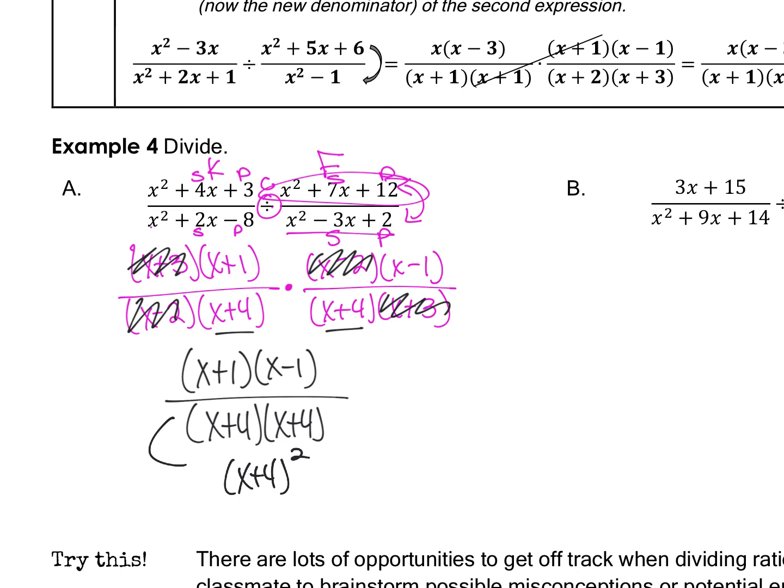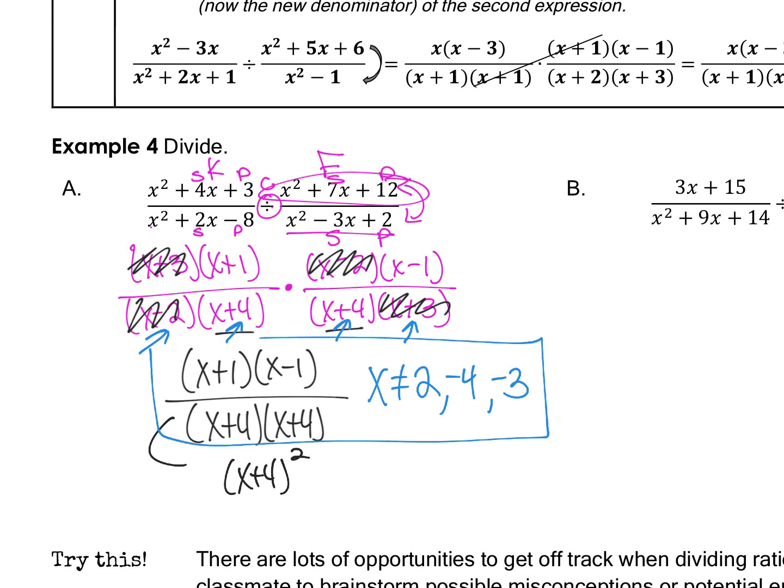Now looking at your denominators, that would be, x cannot be 2. That would be -4. -4, we don't have to write it twice, and then -3. Okay, so there is our answer.